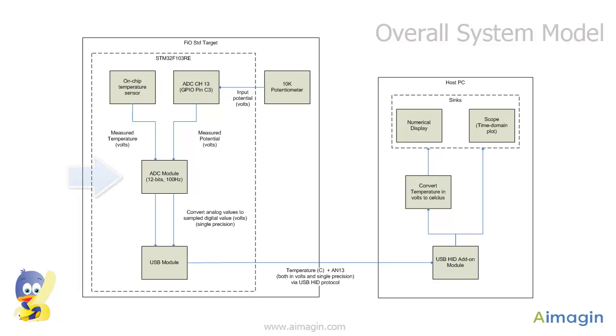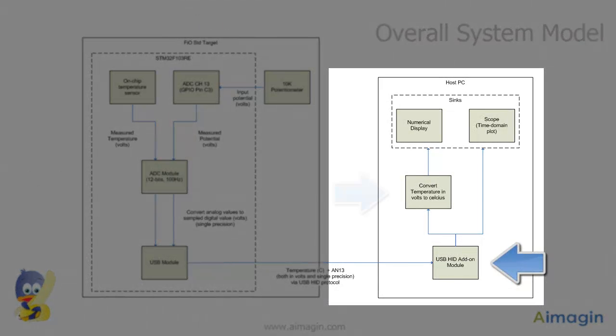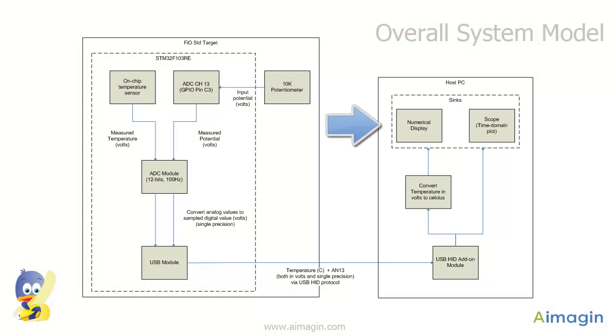The converted data will be sent to the host PC via USB Human Interface Device Protocol. The host PC will receive the data, convert the measured temperature from volts to Celsius, and finally display both data in real time in Simulink simulation as numerical values as well as time series plots.